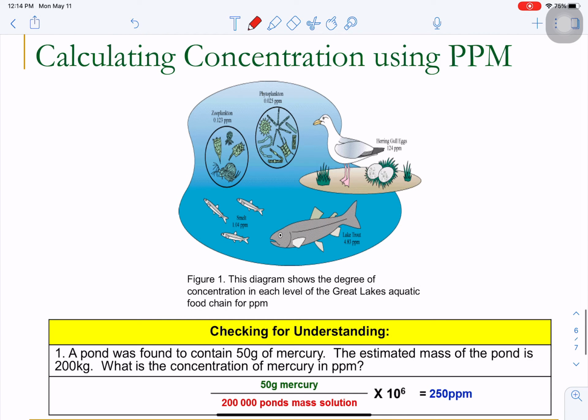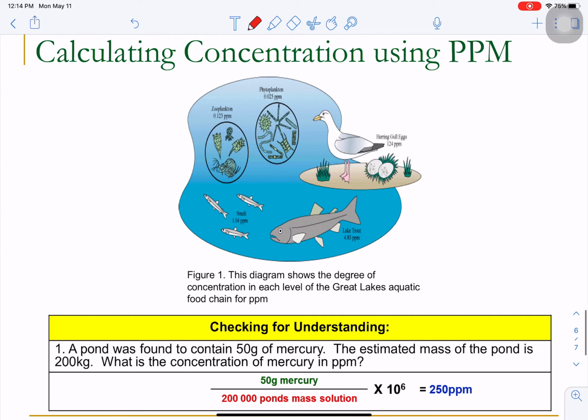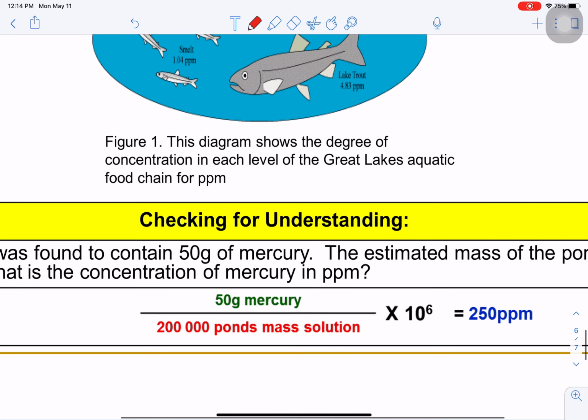We have another ppm question. I'll just go through this quickly since we just went through one. In this particular question, it says, a pond was found to contain 50 grams of mercury. The estimated mass of the pond is 200 kilograms. What is the concentration of mercury in ppm? Now, look at my solution right here. We have the solute.